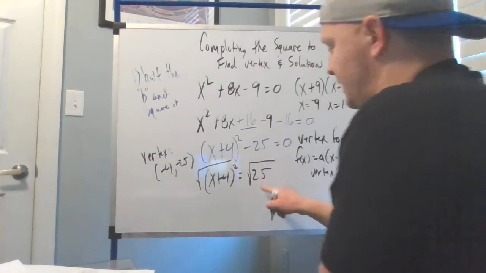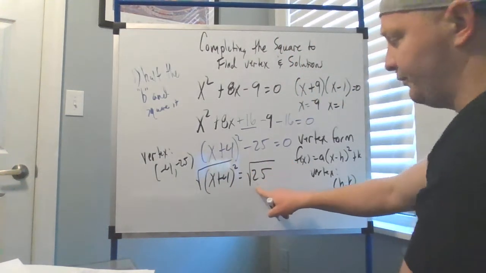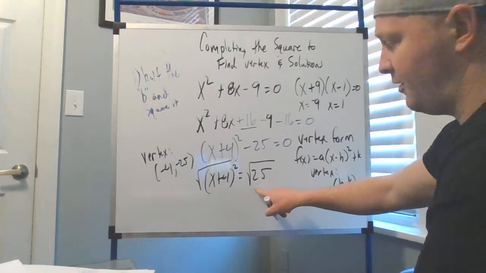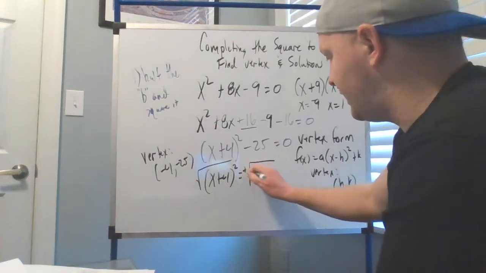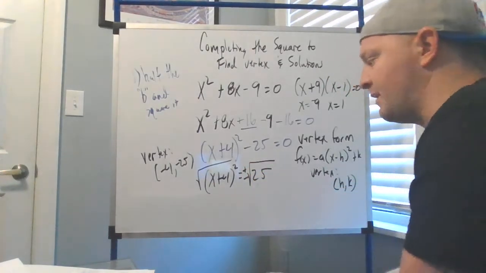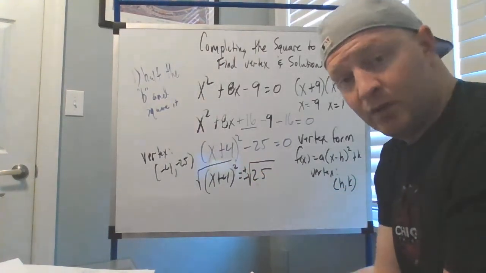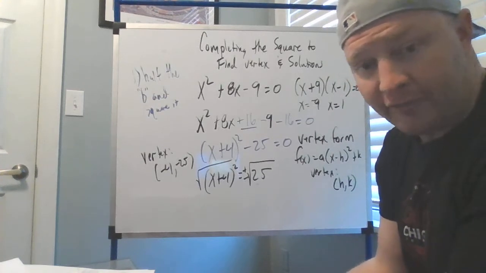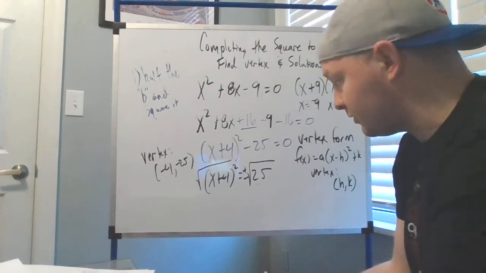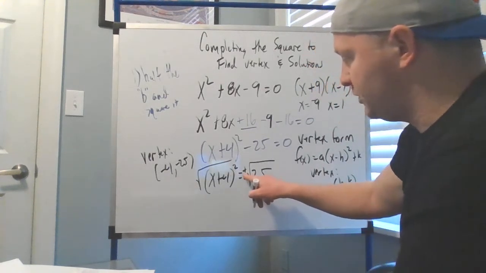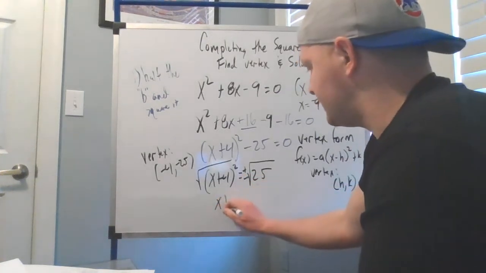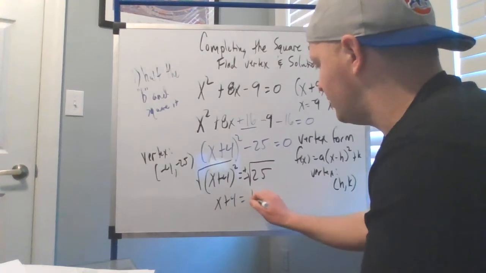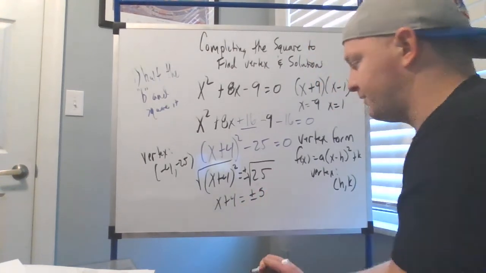Alright. Now, here's where you gotta be careful. You know that you need two answers. Now, I know the square root of 25 is 5. But I know that there are two ways to get to 25. I could have done 5 squared, which is 25, or I could have done -5 squared, which is also 25. So I always put this plus or minus over here, okay, always. So now this says x plus 4 equals plus or minus 5, okay?